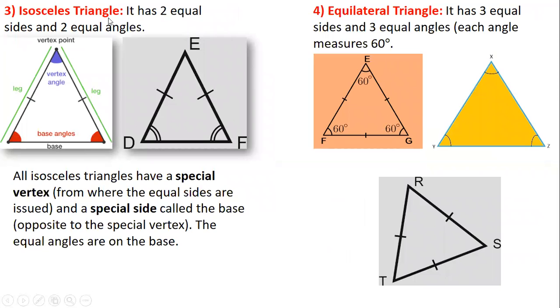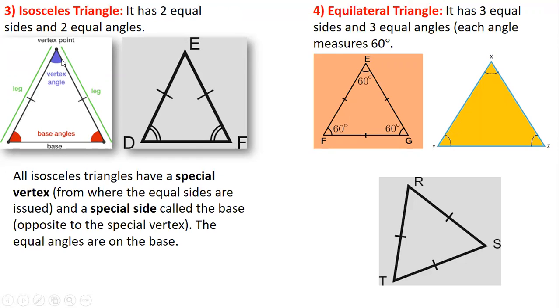Now, the isosceles triangle. In an isosceles triangle, it has 2 equal sides and 2 equal angles. So in any isosceles triangle, we have 2 equal sides. This side is equal to this side. So we put this mark and this mark, which means the sides are equal. And this angle is always equal to this angle in an isosceles triangle.